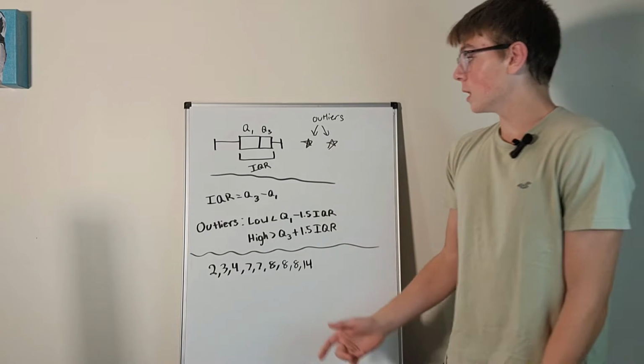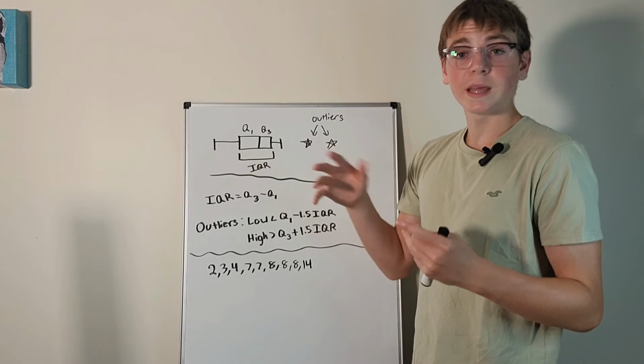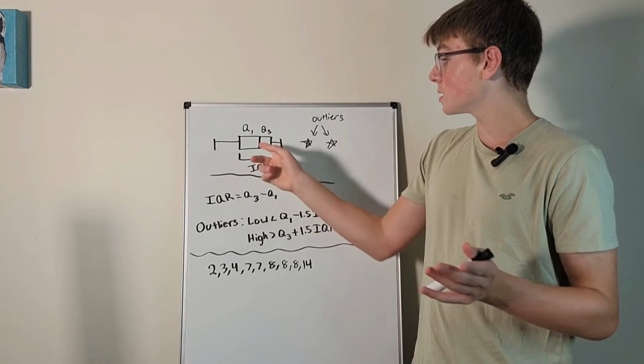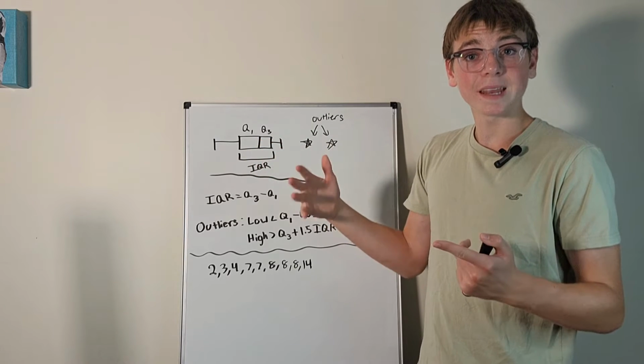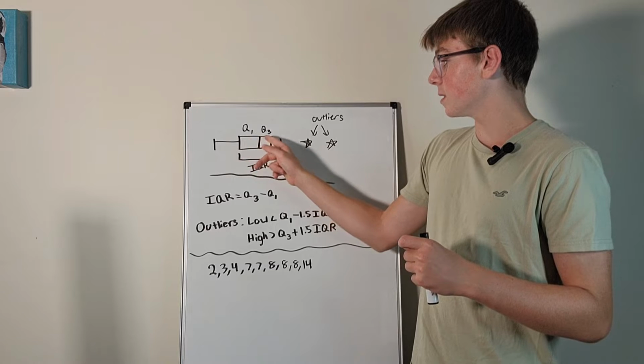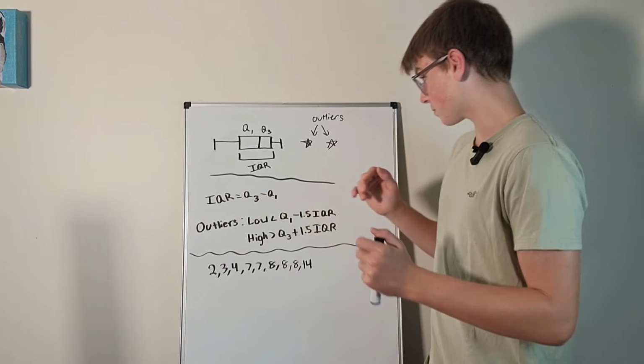What a box plot does is it separates the data points into quarters, 25% each. And then this middle line is the median, the 50th percentile. So this is 25%, this is 25%, this is 25%, this is 25%. That's how easy it is to read a box plot.